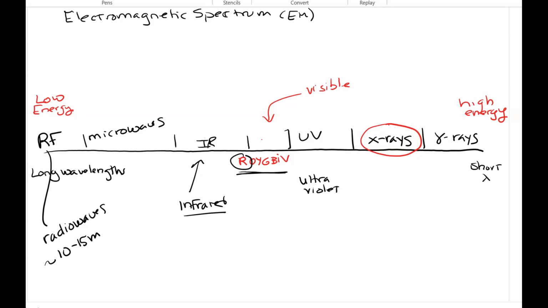All light in the electromagnetic spectrum travels at the same velocity, and we call that velocity c. That is the speed of light. And the speed of light is 3.0 times 10 to the 8th meters per second. So radio frequency waves travel 3 times 10 to the 8th meters per second, as do X-rays and gamma rays and visible and ultraviolet.